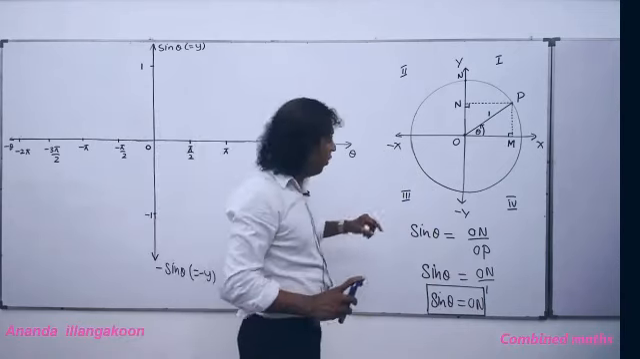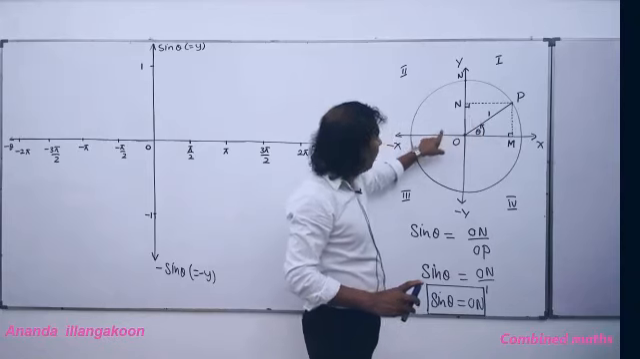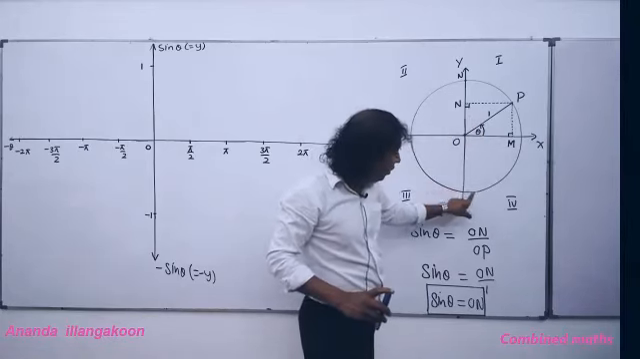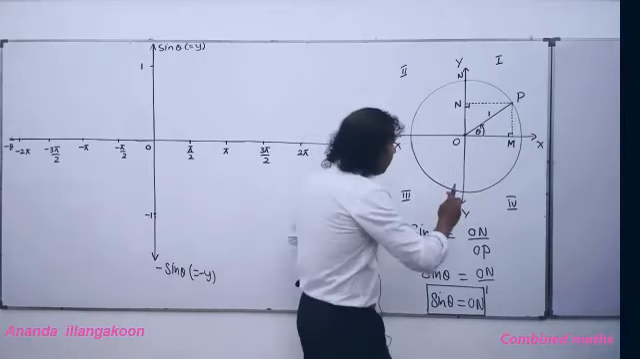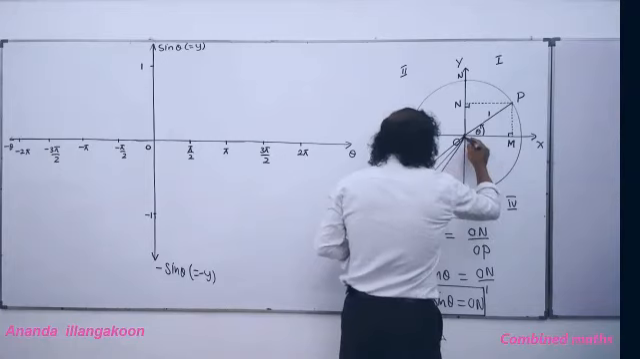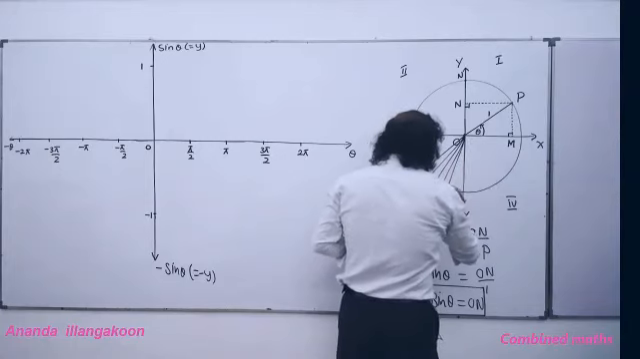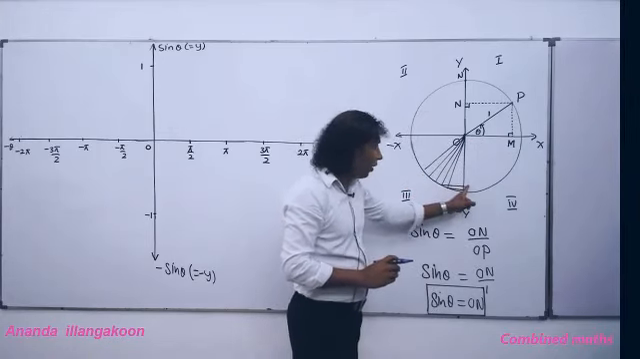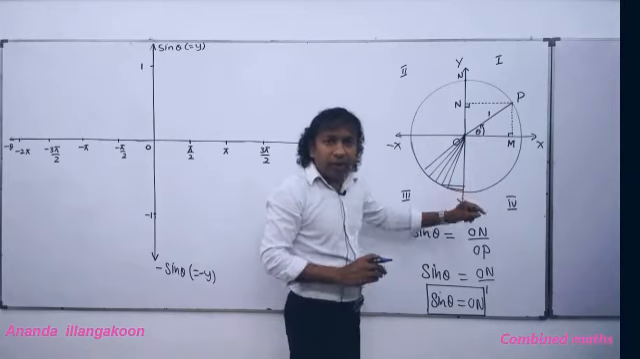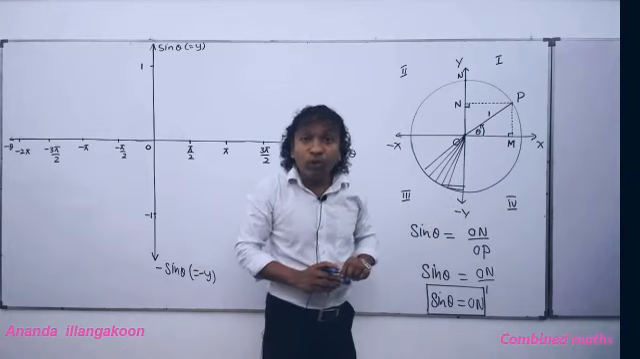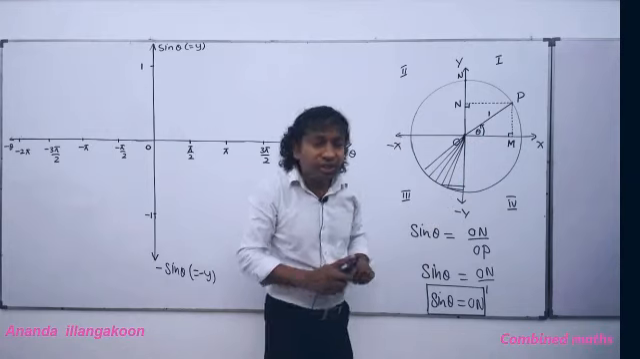Like that, people, when this OP increases in this way, passing 180, when it comes to 270, the lowest position this N can reach is this.